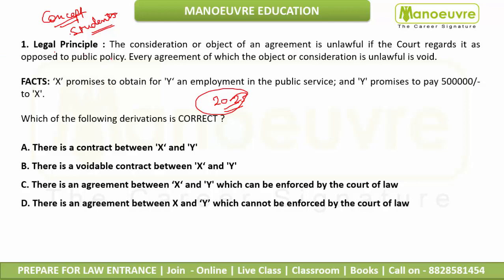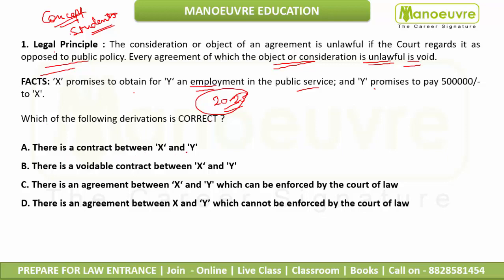Legal principle: the consideration or object of an agreement is unlawful if the court regards it as opposed to public policy. Every agreement of which the object or consideration is unlawful is void. As I told you, the topic is saying if the consideration or object is unlawful, your contract also will become unlawful. X promises to obtain for Y an employment in the public service, and Y promises to pay 5 lakh to X. Now over here it is regarding getting an employment in the public department. Now which of the following derivations is correct?